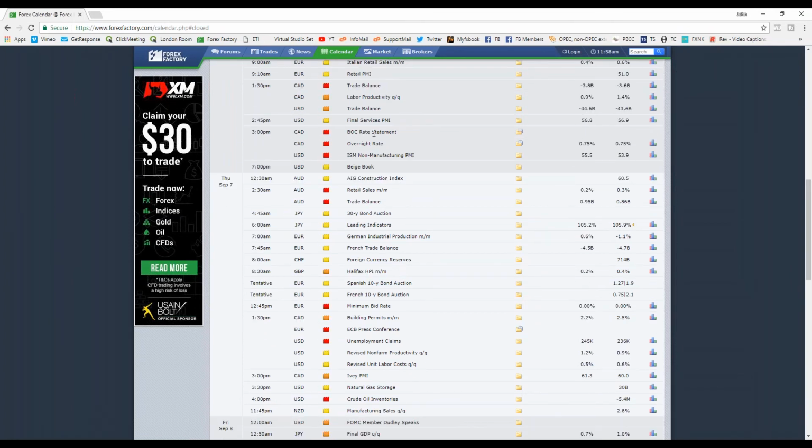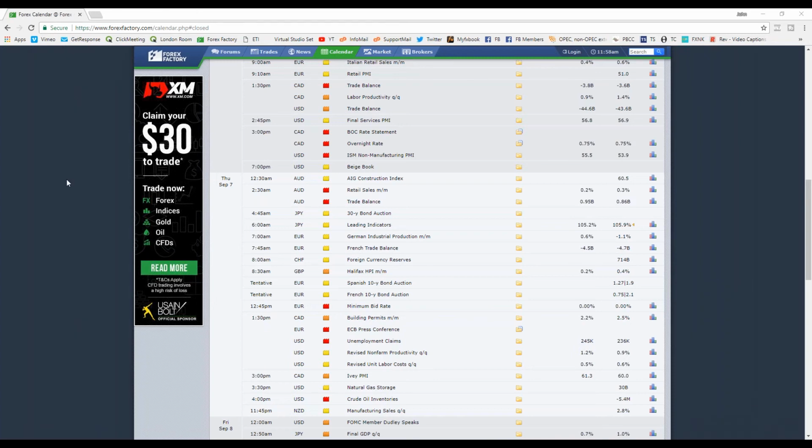Now, if we go down and have a look at 3 o'clock, we can see that we have the BOC rate statement and the overnight rate, which is essentially the same thing. It's just the Canadian interest rate decision. So we can put down a capital X here for the CAD on Thursday. And in fact, you can see we have a number of interest rate decisions this week. So these are going to move the market fairly significantly this week.